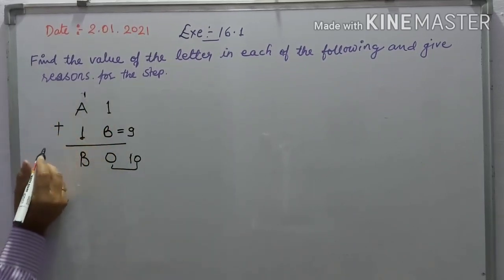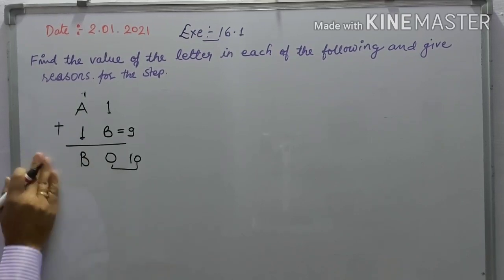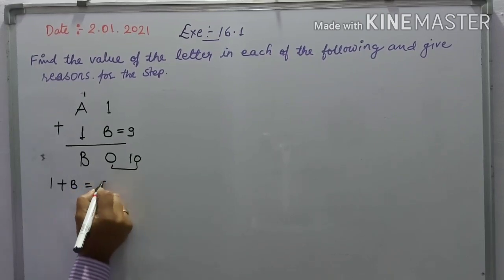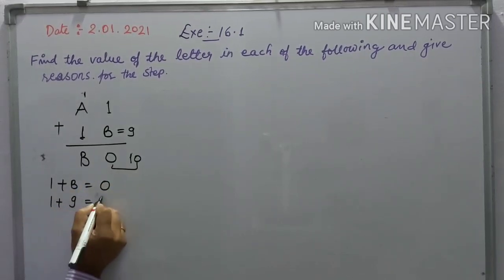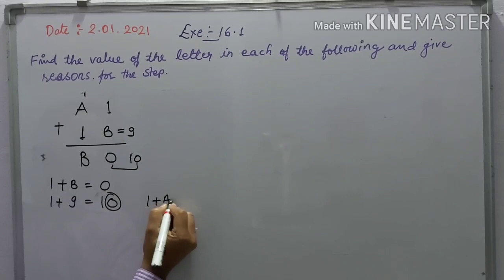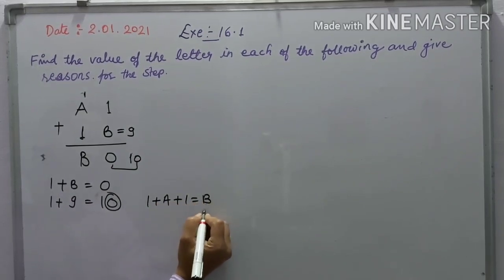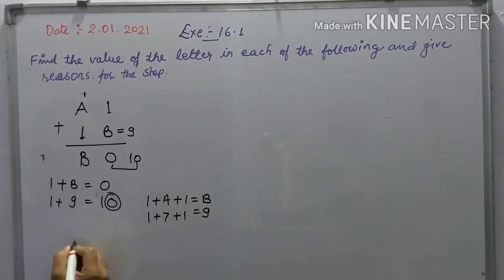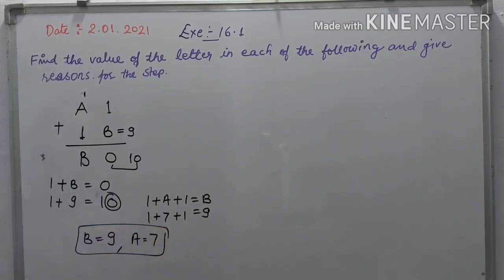Okay, and 1 and 1 is 2. The step is 1 plus b is equal to 0. So write 1 plus 9 is equal to 10, a 0 will come and 1 will be carry. So 1 plus a plus 1 is equal to value of b. Value of b is already given, 9. Then 1 plus 7 plus 1 is 9. It means the value of b is equal to 9 and a is equal to 7. In this way we are right. Okay, this is the way to write, not the full steps, but one step you write.